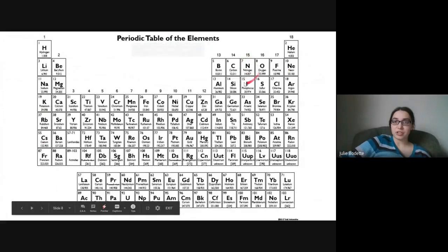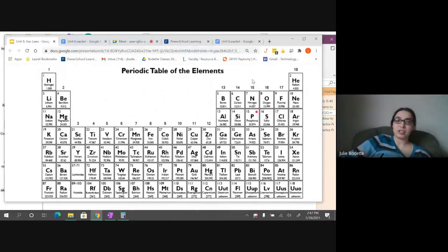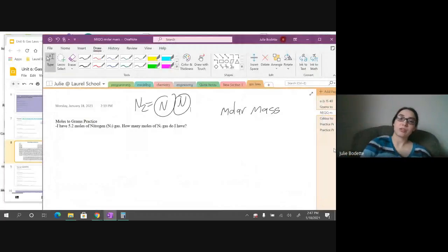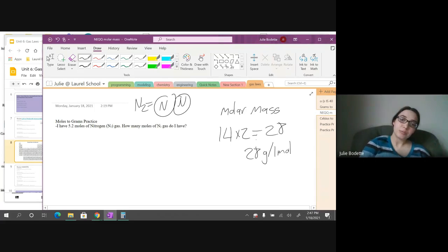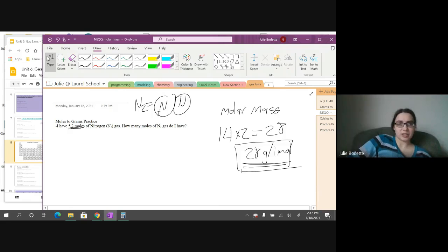Here is nitrogen. Molar mass is 14. So 14 grams per mole. So we'll do 14 times 2, which gives me 28. So 28 grams per 1 mole. And now I just need to use my molar mass, my number of moles, to figure out how many grams.